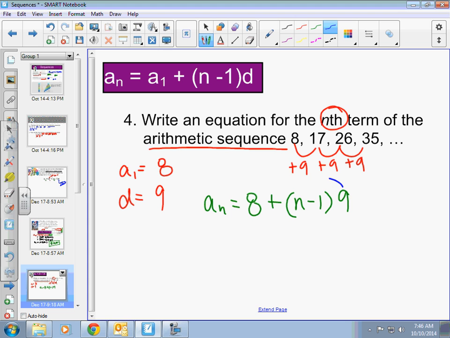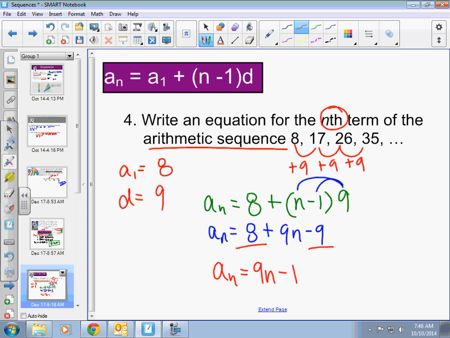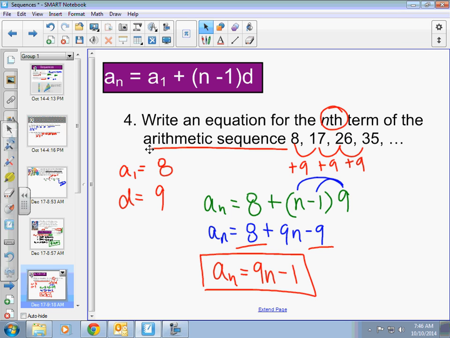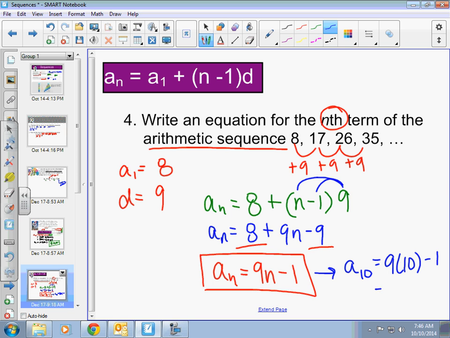So to go ahead and write the rule, now I would just simplify. I would notice that this needs to be distributed here. So I would rewrite. I would have 9n minus 9. And then I would go ahead and combine my like terms. 8 minus 9, so a sub n is equal to 9n minus 1. And that is simplified all the way. So now if I wanted to find the 10th term, I would be able to really easily find it. a sub 10 is equal to 9 times 10 minus 1. So this gives me 90 minus 1, which is 89. So my 10th term would be the number 89.